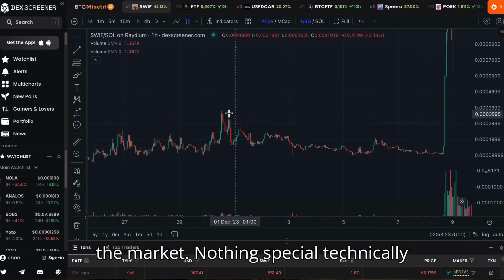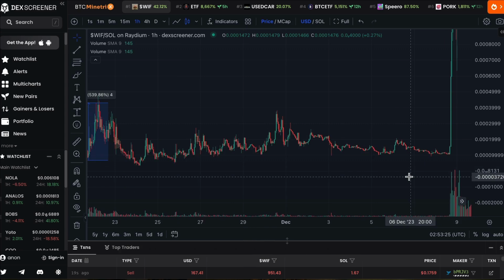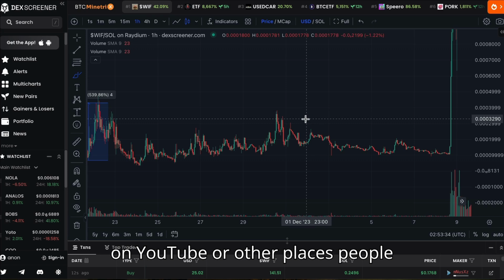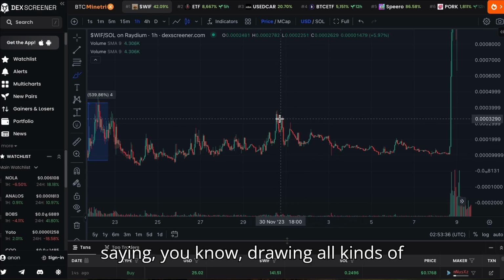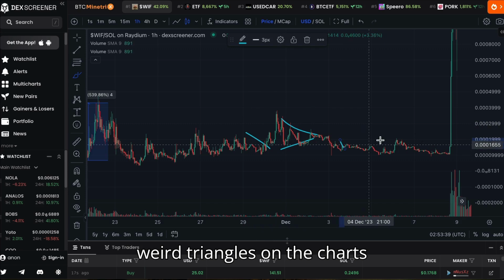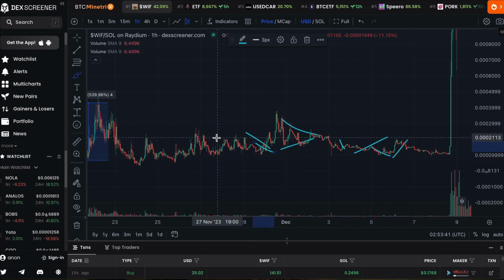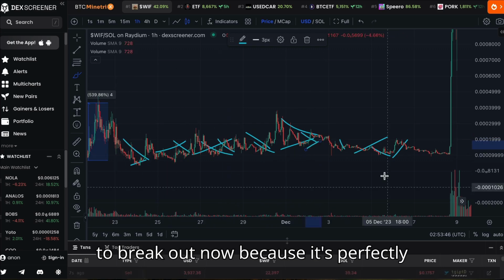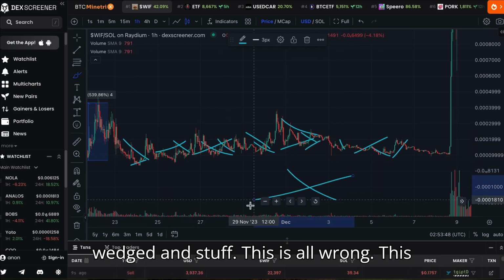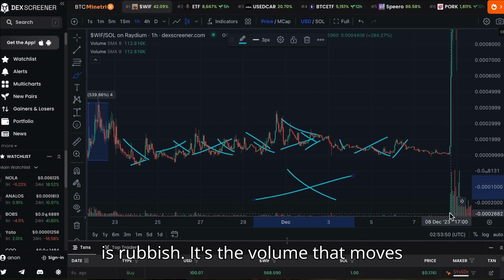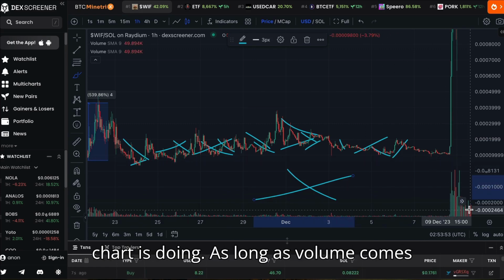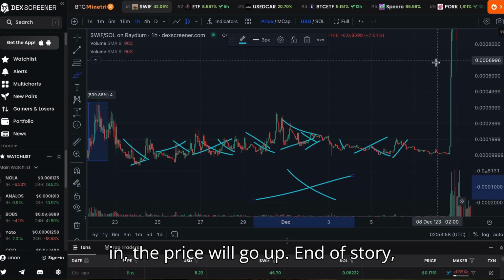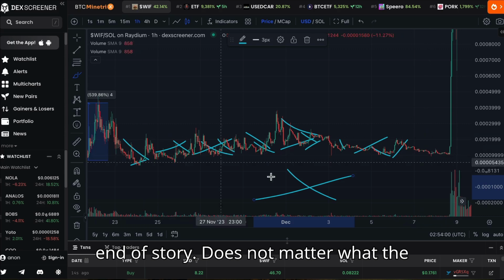But it's the volume that's moved the market. Nothing special technically that says it's supposed to break out now. So you sometimes would have seen online, on YouTube or other places, people drawing all kinds of weird triangles on the charts, saying, well, this meme coin is destined to break out now because it's perfectly wedged and stuff. This is all wrong. This is rubbish. It's the volume that moves the markets. It doesn't matter what the chart is doing. As long as volume comes in and interest comes in, attention comes in, the price will go up. End of story. Does not matter what the patterns are.